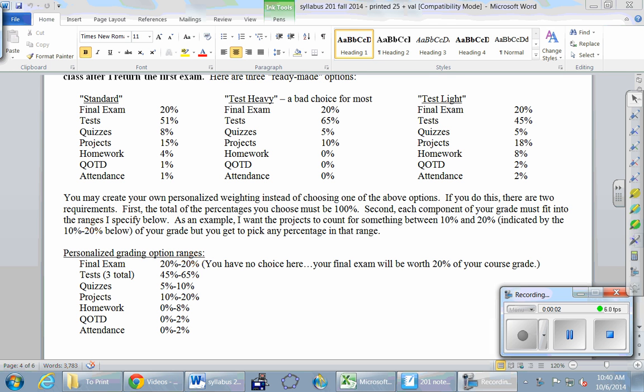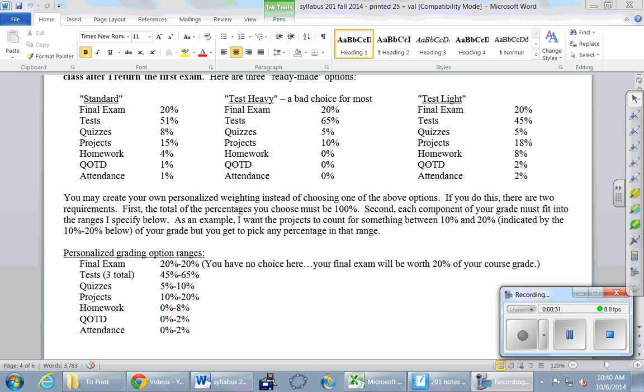So this is a reminder that you guys have some flexibility in terms of how I calculate your grade at the end of the semester. On the test that I will give back for good next time, I calculated your average according to the standard grading rubric, and that's fine if you want to keep it that way. But if you want to go test heavy, you can opt for that. If you want to go test light, you can opt for that. You can also make something that is really geared towards how you think you will do the best this semester.